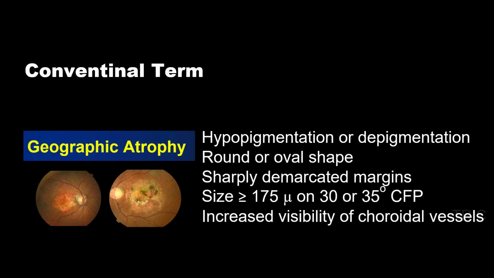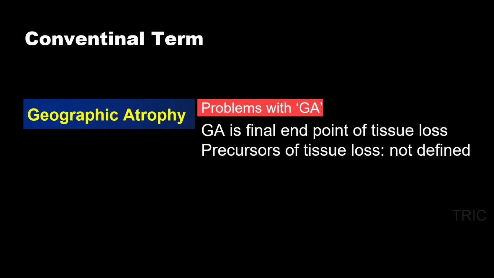The conventional term, geographic atrophy, is used for atrophy of macula in dry AMD. Geographic atrophy or GA signifies a round or oval area of hypo or depigmentation at macula, having sharp demarcated margin and with minimum size of 175 micron on color fundus photograph. Another prerequisite for GA is visibility of choroidal vessels within its margins. The term GA has been in use for decades now.